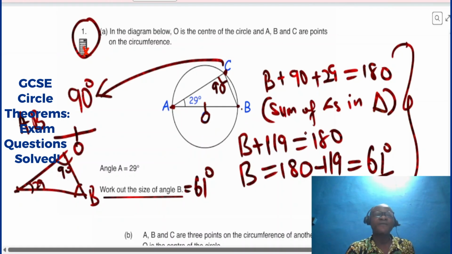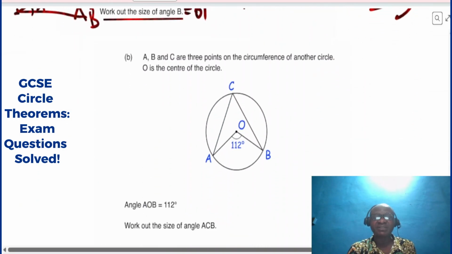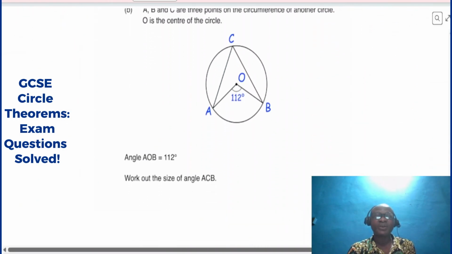I picked this question from Corbett Mathematics. That is where I picked the question from. All right. Let's go to the next one. So I want you to give it a trial. This one. What do you have to say?